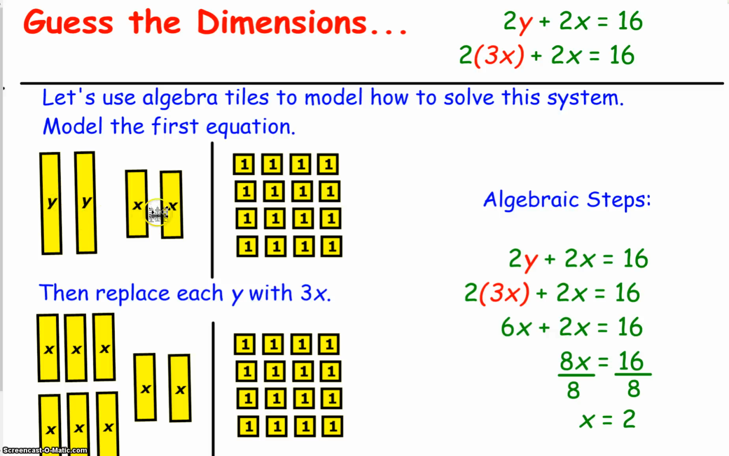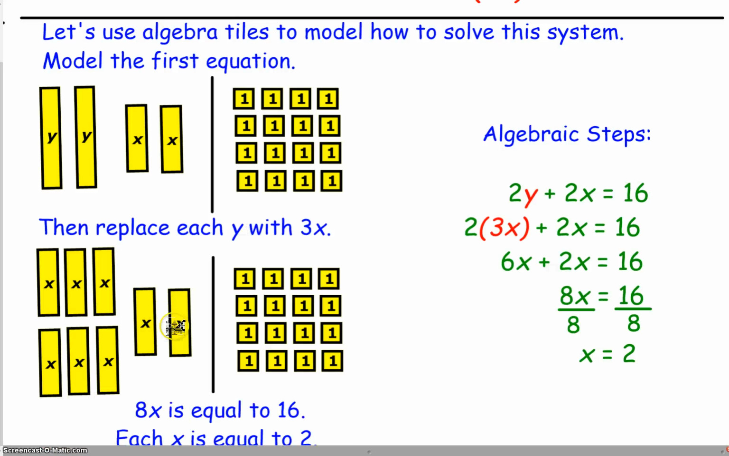So we have 2y plus 2x equals 16. But I substituted 3x for each y. So I have one y here, which is 3x, and one y here, which is 3x. And then I have the 2x from before. So actually I have 8x is equal to 16, and so each x is equal to 2. Algebraically, if you look over here, 2 times 3x is 6x plus 2x equals 16. Combine these and you get 8x equals 16. You know you need to divide by 8, so we have a variable by itself. So x equals 2.